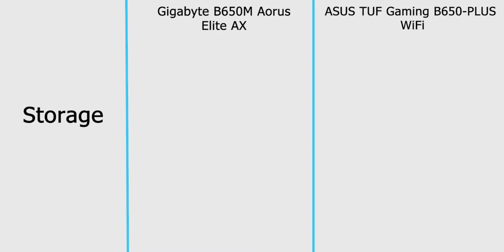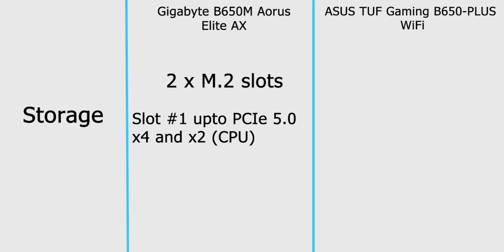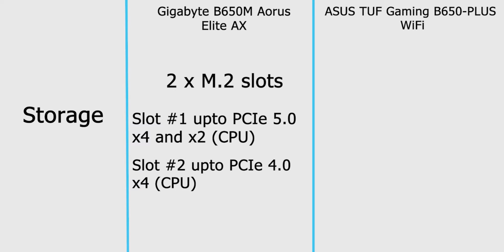In terms of storage, Gigabyte offers two M.2 slots. First M.2 supports up to PCI 5.0 X4 mode and X2 mode from CPU. Second supports up to PCI 4.0 in X4 and X2 mode from CPU. It comes with 4 SATA ports.